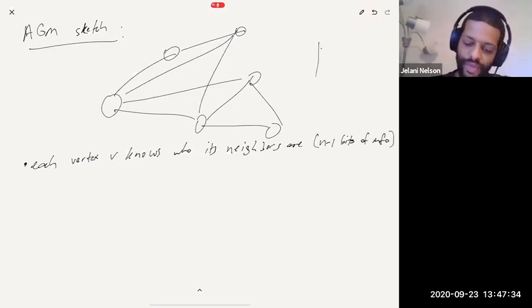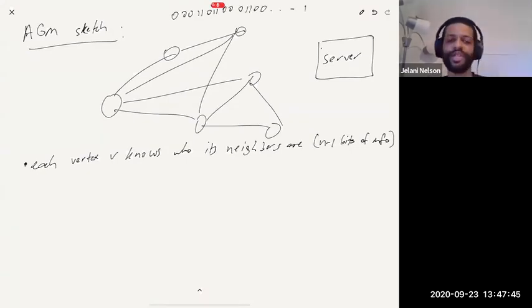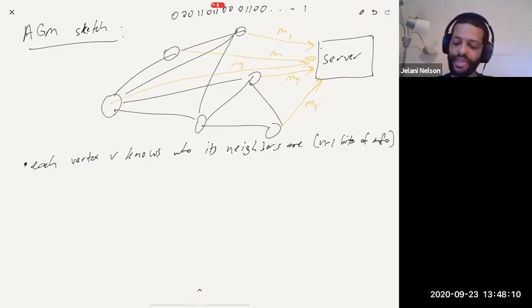And then there's some central server here who doesn't know anything. There's some public randomness in the sky. The vertices know that random string. The server knows that random string. And then just knowing their own neighborhood and knowing that public random string, each vertex is supposed to send a message to the server. So message 1, message 2, message 3, message 4, message n. And the server then has to output a spanning forest.